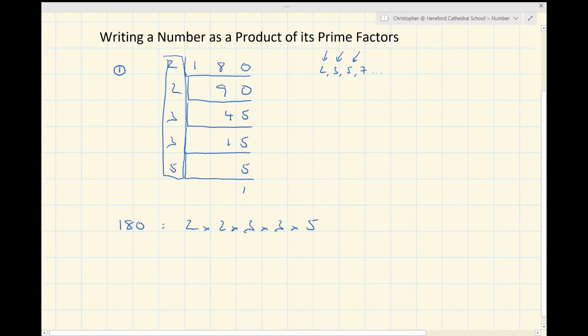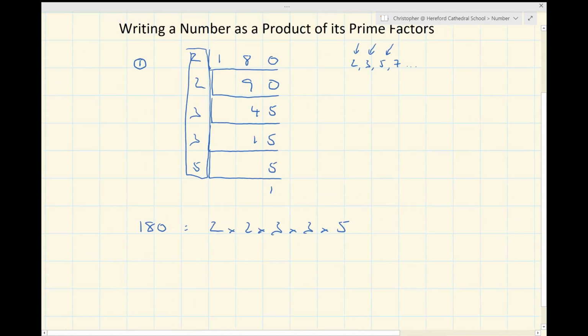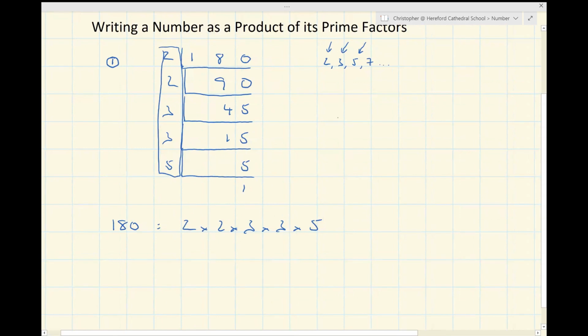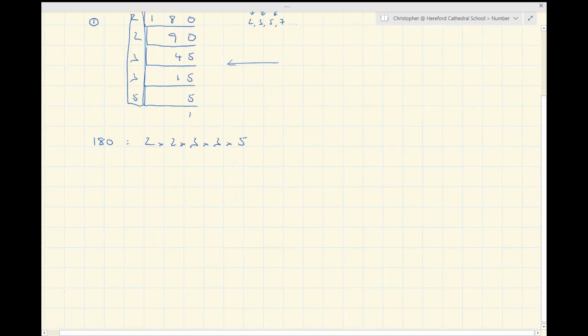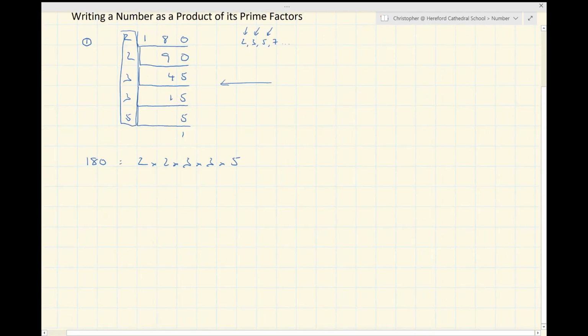So that's method number one, sometimes called the ladder method, because they think that this looks a bit like a ladder. If you want to have a go at method one yourself, why not pause the film in a moment and have a go at writing 240 as a product of its primes using the ladder method. Pause the film, have a go.